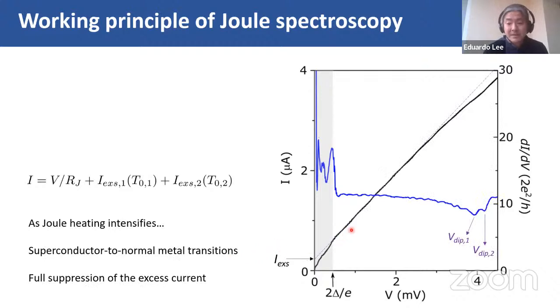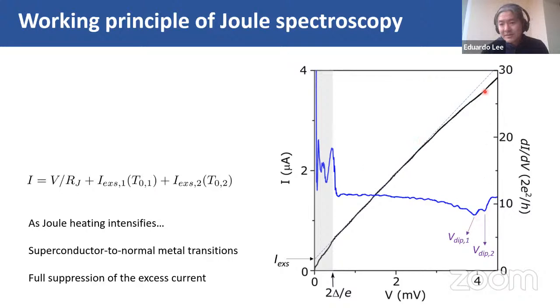As you can see, as we keep on increasing the voltage, the linearity of the IV curve starts to deviate, and at some point we see it going back to linear. This coincides with two dips that we see in the differential conductance that we measure by lock-in. So what is going on over here? When the IV curve starts to deviate from this linear response, this reflects that the Joule effects are intensifying. So actually the temperature of the junction is increasing, and this will decrease the excess current. So we start seeing a suppression of the excess current.